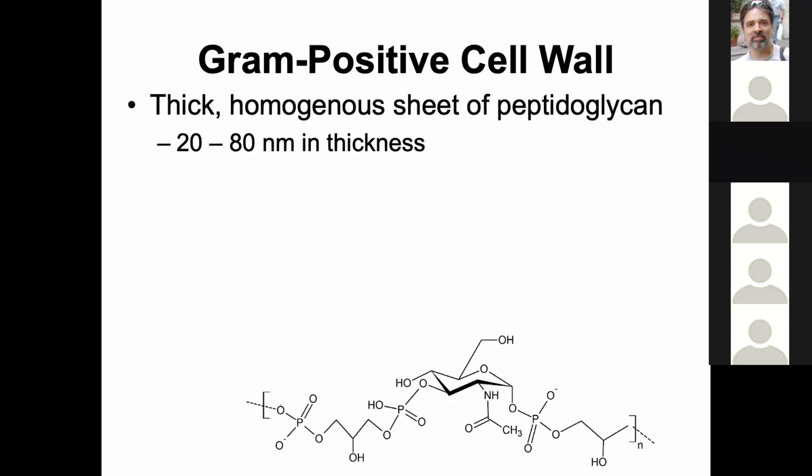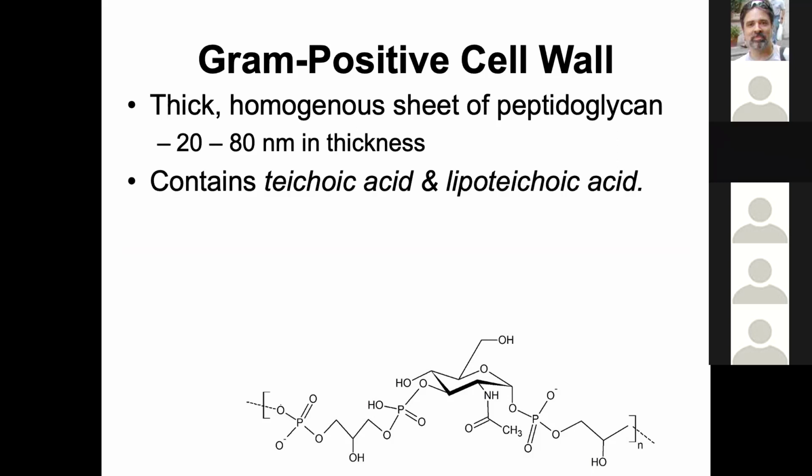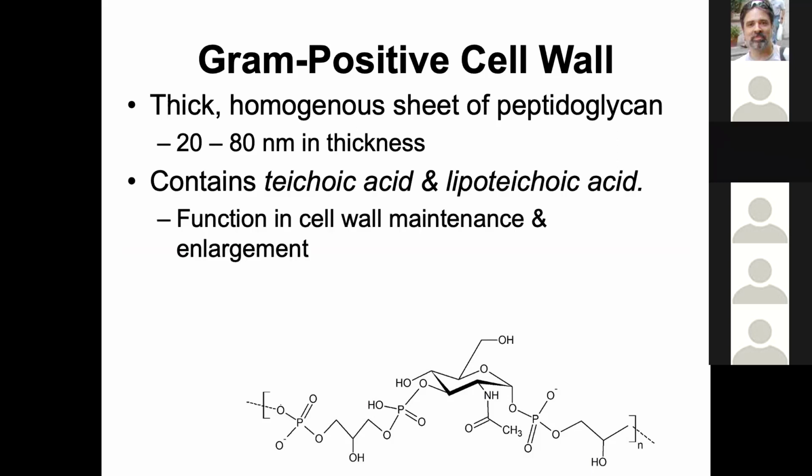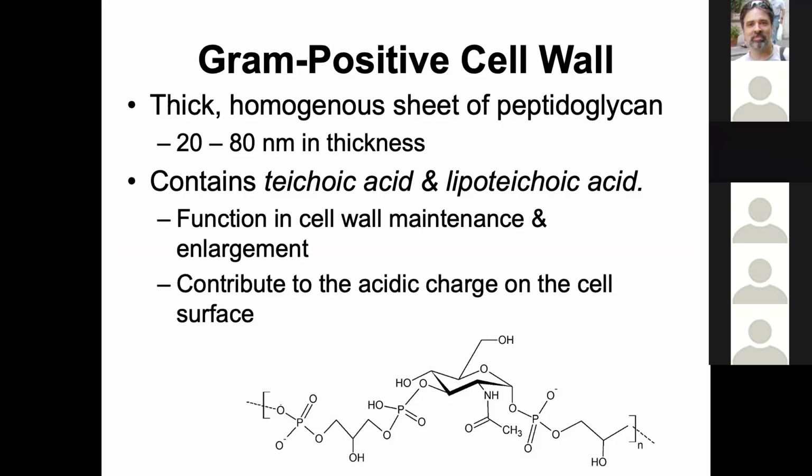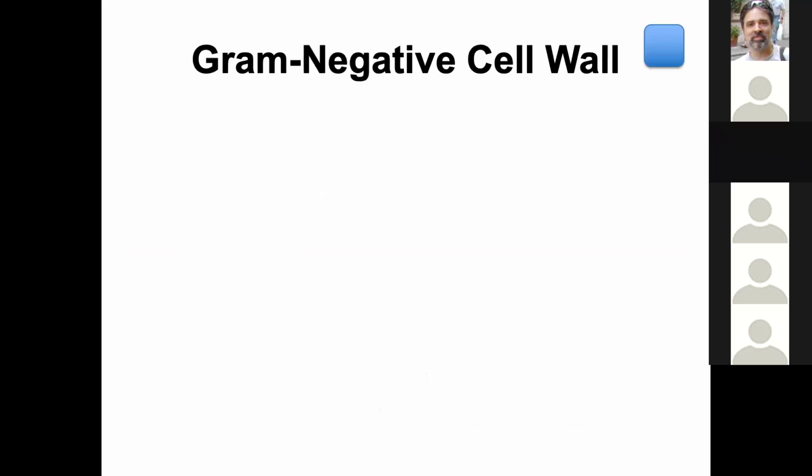The gram-positive cell wall is thick. Its peptidoglycan is around 60 nanometers on average, but it also contains something called teichoic and lipoteichoic acid that help maintain the cell wall and help it enlarge. It also gives it a negative charge, okay? So it's going to repel other negatively charged molecules.